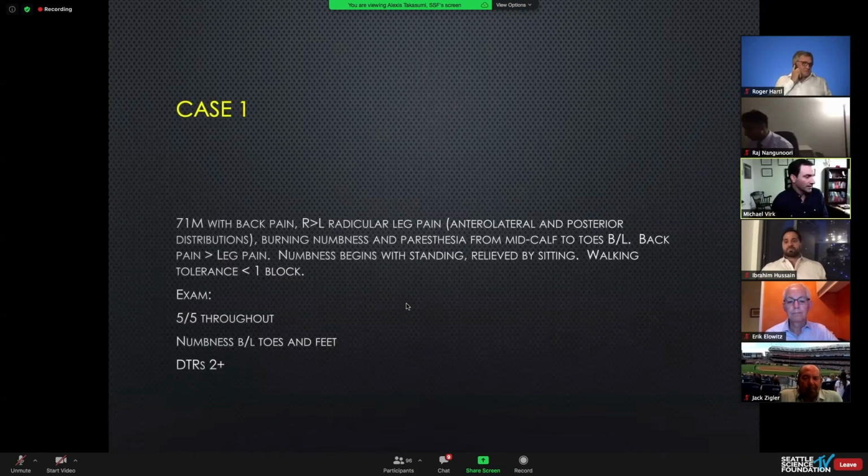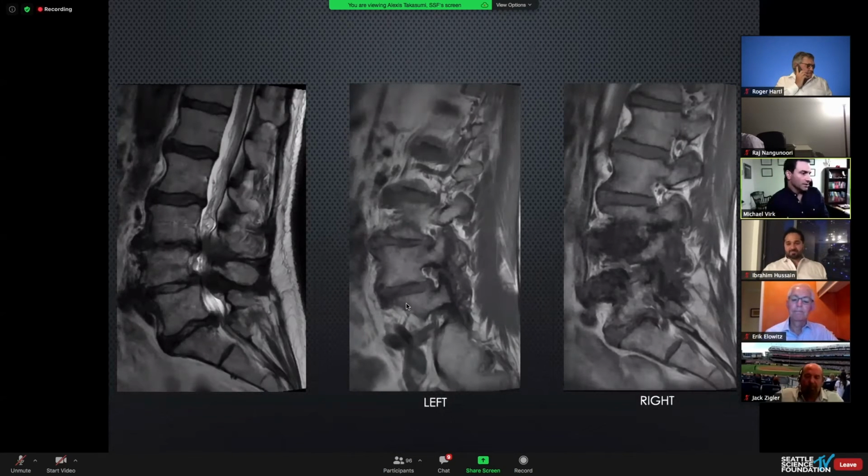He's neurologically intact with respect to strength. He does have some persistent numbness in his toes in the L5 distribution, but for the most part, his sensation is intact and his reflexes are normal. So just look at some of his pre-op imaging.